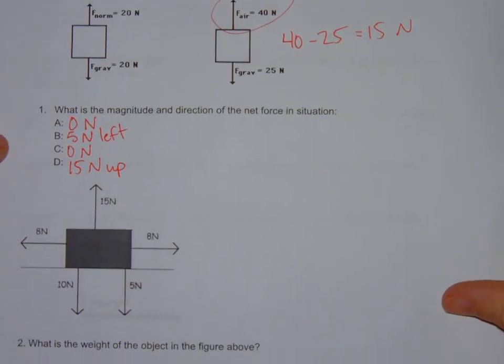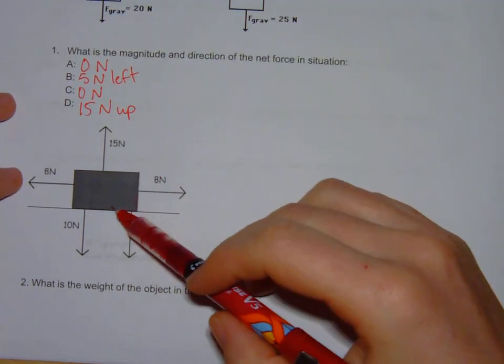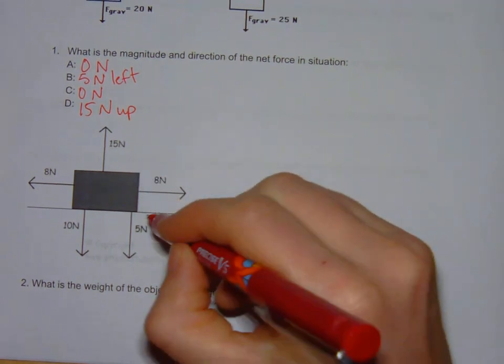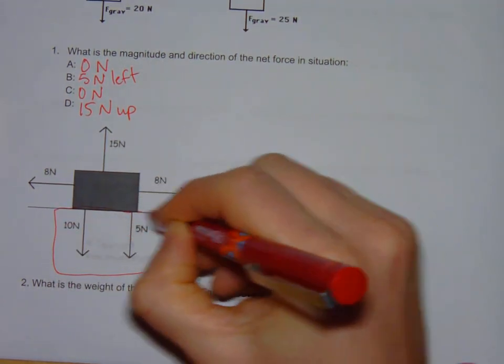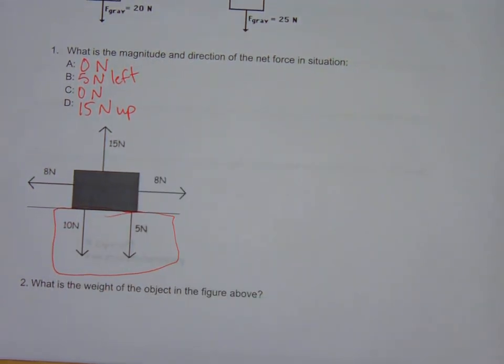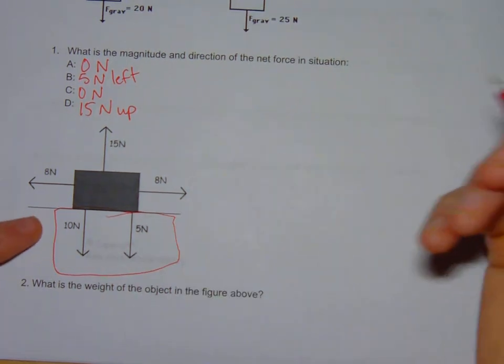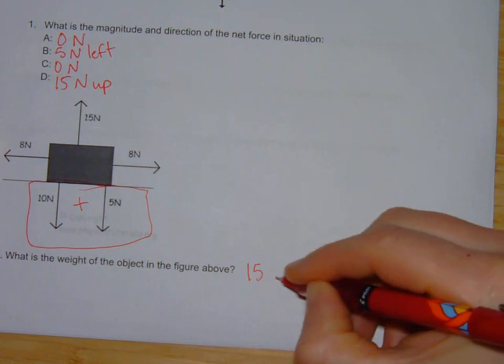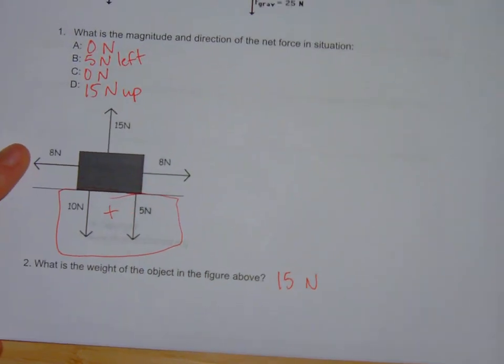As we move through here, we have a new diagram. To find the weight of the object in the figure above, remember weight is going to be downward forces. And we have 2 downward forces, F grav, F weight, same idea. Since they act in the same direction, we would add them. So 15 newtons is the weight.